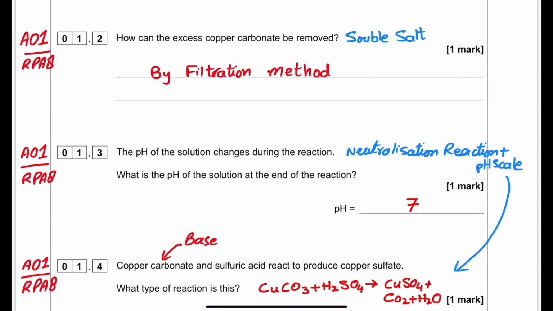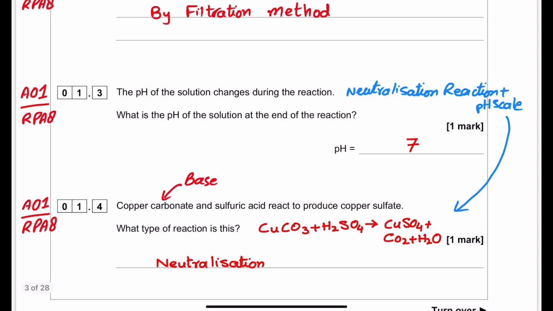1.4, copper carbonate and sulfuric acid react to produce copper sulfate. What type of reaction is this? So I put the chemical equation here. When copper carbonate reacts with sulfuric acid, it forms copper sulfate, carbon dioxide, and water is formed at the end. So whenever an acid reacts with a substance, as a result a soluble salt and water is formed, that chemical reaction is called neutralization reaction. So the model answer is neutralization reaction.